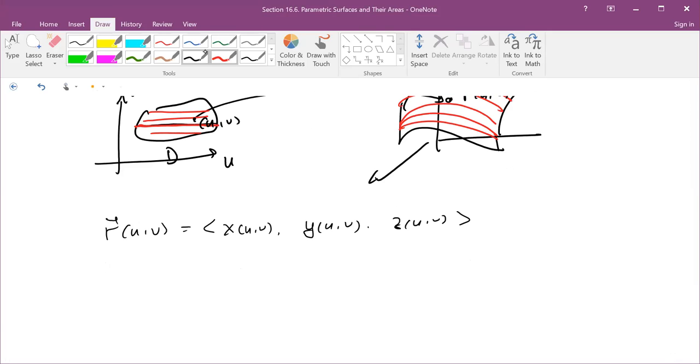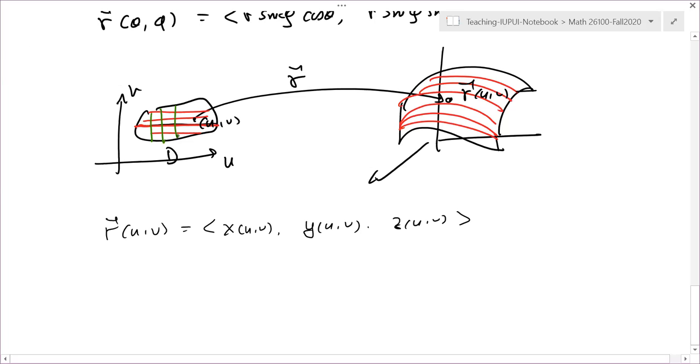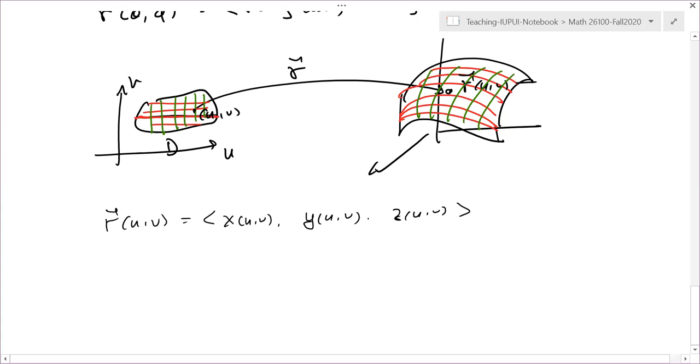And then you can also look at this vertical line in the domain, and the image could be like that. So you get a net, a curved net. Here it's just a flat net, and under that image, you get a curved net. So that's how to describe the surface.